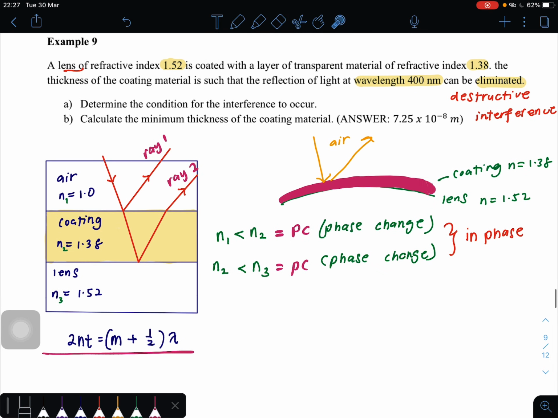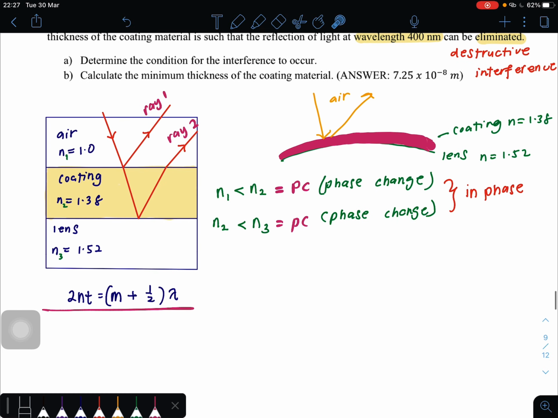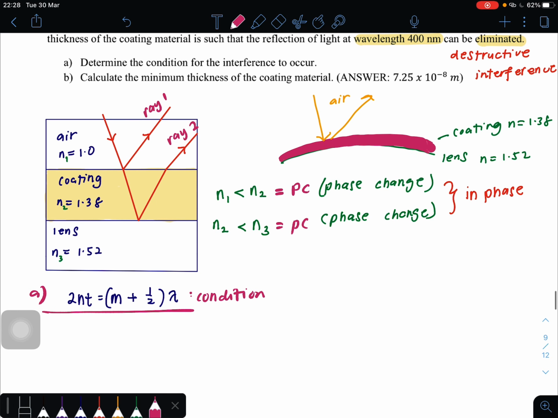Okay, so let's look at the first question. The first question asks for the condition for the interference to occur. And we know that the interference that occurs is destructive. So the condition is this one. You can just write this formula. This will be the condition. So question A is this one. Okay, and then question B: calculate the minimum thickness of the coating material.